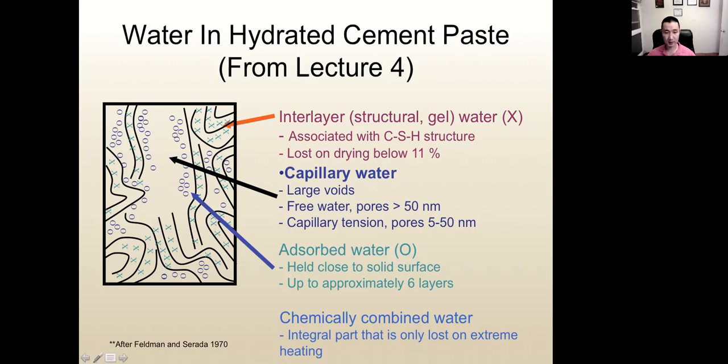Adsorbed water is the water on the surface of the solid, only around 6 layers. And finally we have chemically combined water, which is the water in CSH. Chemically combined water is very hard to lose, only under very high temperature.